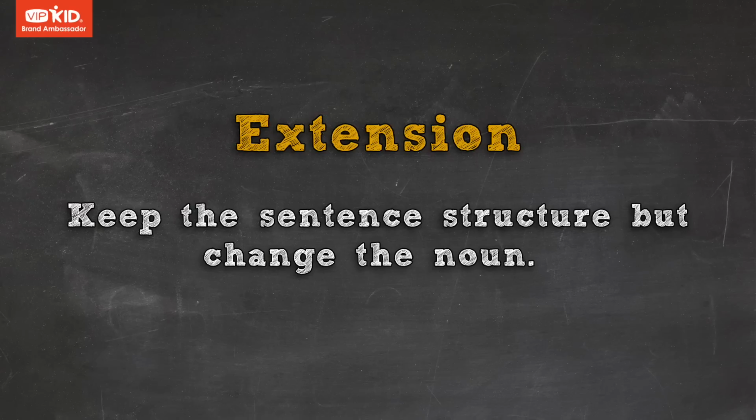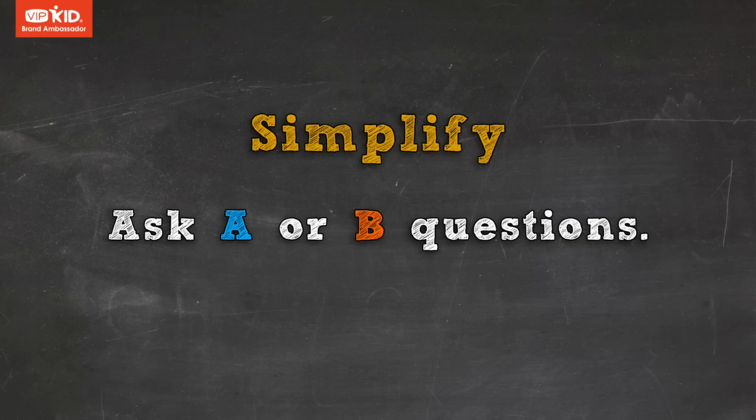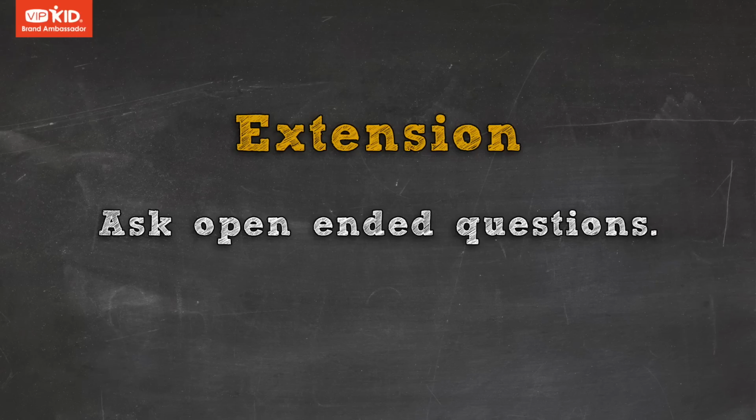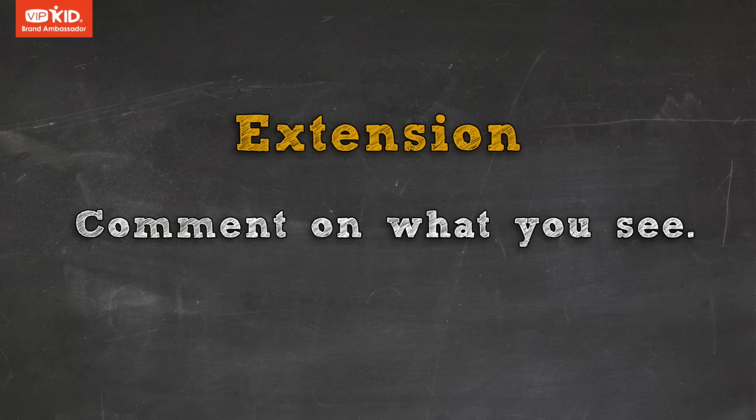So before we say goodbye, let's recap all of that. One way to adapt to your student is to keep the same sentence structure, but change the noun. If you want to simplify things for your students, give them an A or B option. If you need to expand the lesson for more advanced students, ask open-ended questions. And then for your really advanced students, just comment on what is happening in the moment. Those are 4 ways that you can adapt to the needs of your students to have a more effective VIPKid class.